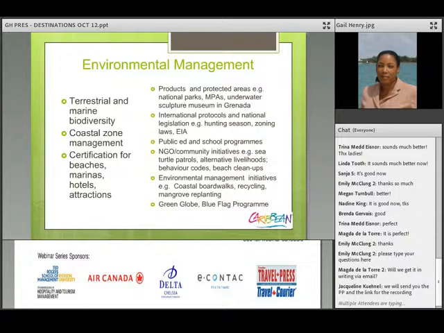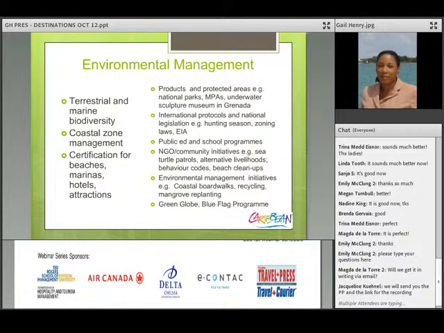There are a number of international protocols and national legislation that regulate environmental management issues, regulating things like hunting through zoning laws, and requiring environmental impact assessments for tourism projects. There are a number of public educational programs and programs within schools that speak to environmental management. There are also NGO and community initiatives such as sea turtle patrols in Trinidad and other countries where leatherback and other turtles come to nest, beach cleanups, and a number of different areas.